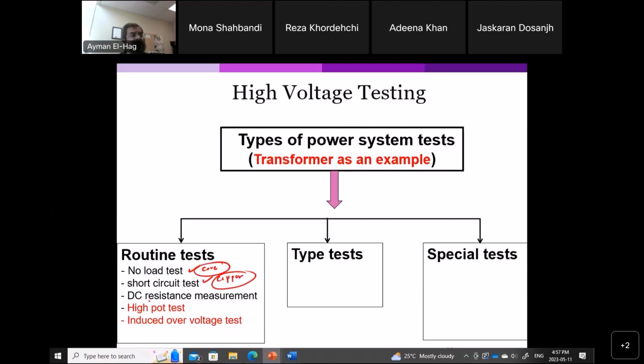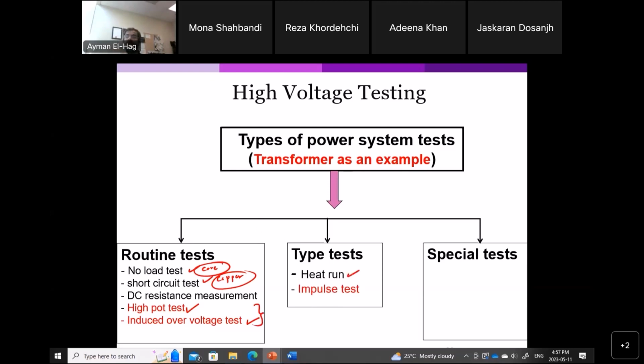Also, we measure the DC resistance of the winding, but the tests of interest to us are the high pot test, or sometimes they call it the SSV test, the separate source voltage test, and the induced overvoltage test. These tests will be discussed later in detail, but for high voltage engineers, these are the routine high voltage tests that you have to do on every single transformer. Type test, we have two main type tests in a transformer. We have the heat run.